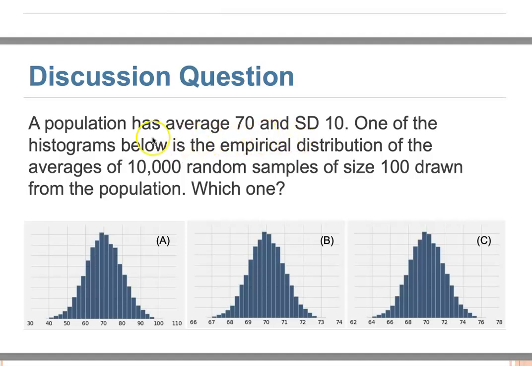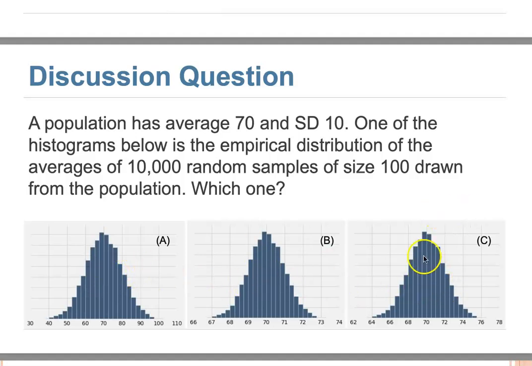So from here, that's why you have your last discussion question. We told you a population has an average of 70 and a standard deviation of 10. Which of the histograms below is the empirical distribution of the averages of 10,000 random samples of size 100 drawn from the population? Which one, and explain why. Make sure you pause the video and discuss with your classmates before you see the answer.